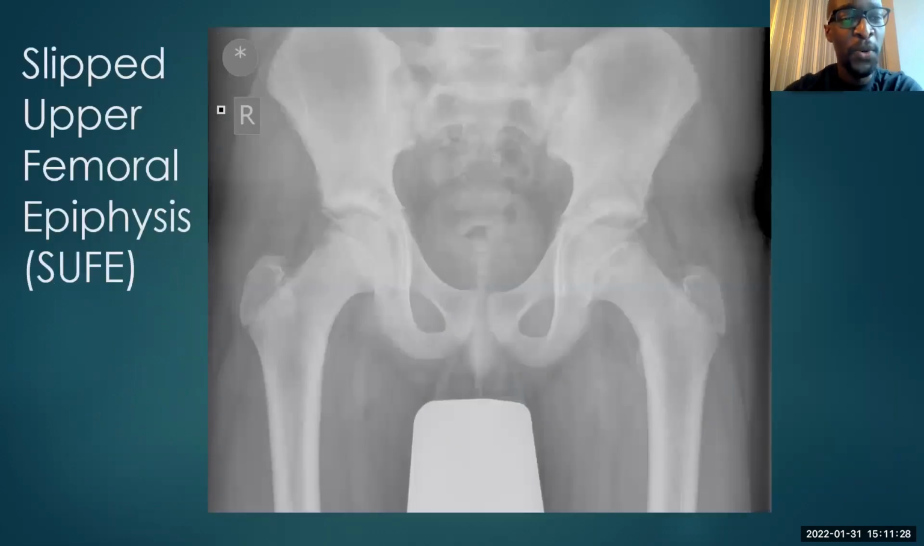So we're moving up a little bit. We're going to go for slipped upper femoral epiphysis. And quick fire in the chat now, which is the abnormal side, left or right? 50-50. Have a go. What's the worst that could happen? Left, right, left, right, left, right. What do you think? Oh, they're coming in.